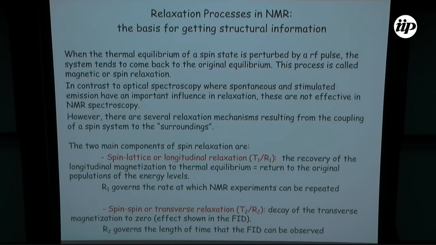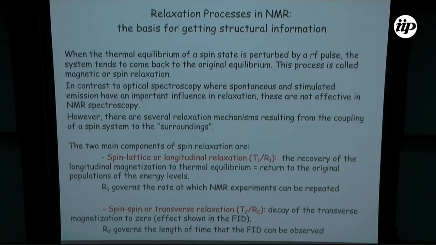Now, let me just tell you something more about the NMR. I will probably not spend too much more time on this, but this is also important, which is the relaxation process. NMR is very different to other types of spectroscopy because you are in the radio frequency range. What that means is that normally in NMR you don't relax by spontaneous or stimulated emission, which is what you find in other spectroscopies. Here, you have magnetic spin relaxation, which is affected by the environment. And typically, you can define two types of this relaxation.